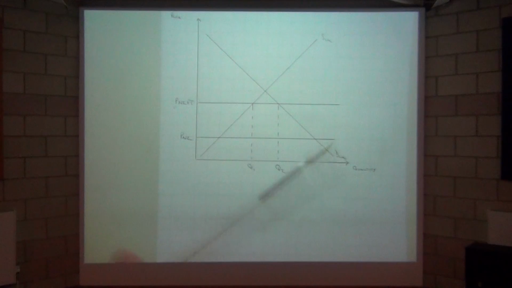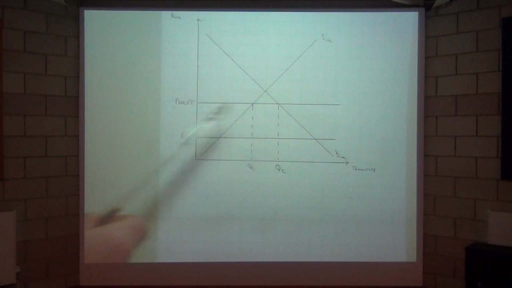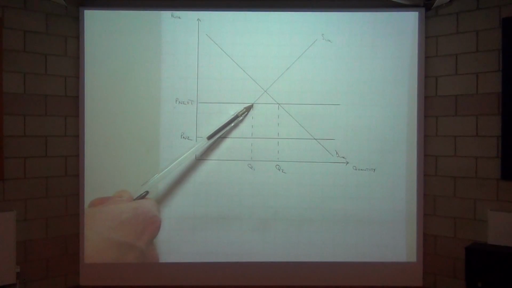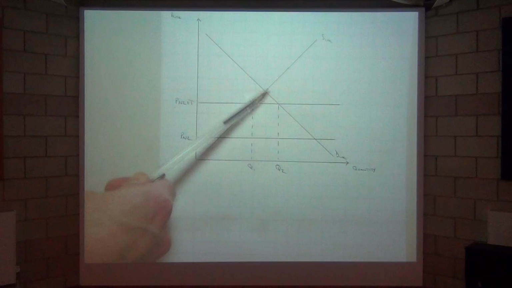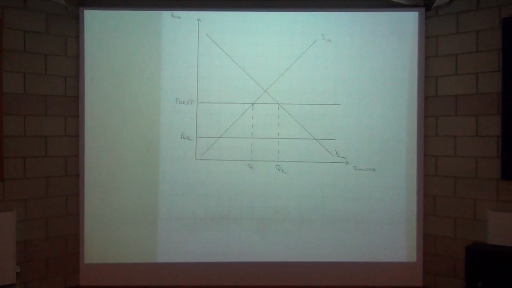At a price of PNZ plus T, the supply in the UK is equivalent to Q1. Why is it equivalent to Q1? Because it's the point at which PNZ intersects the domestic supply curve. However, we're not at the equilibrium point, and so supply does not equal demand.